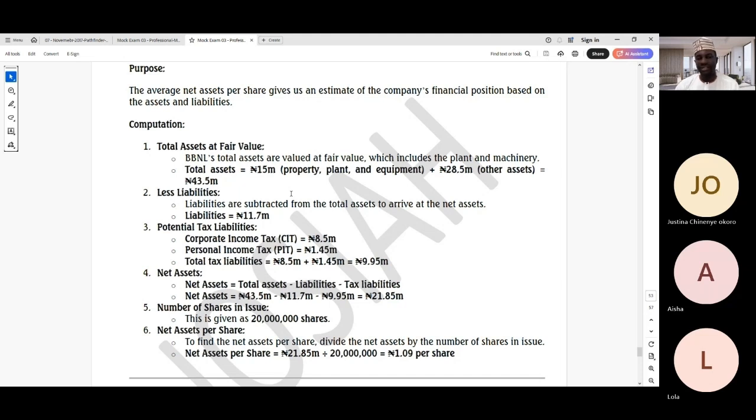So you can see BBNL is valuable because they have a positive net asset, average net asset per share. I hope that answers your question, Aisha. Yes, very well. Thank you.